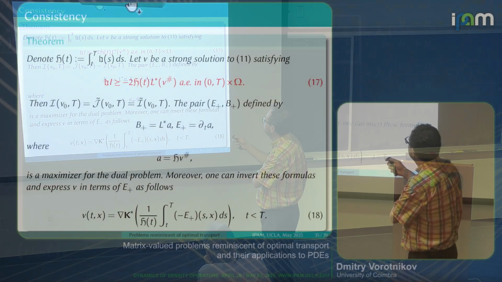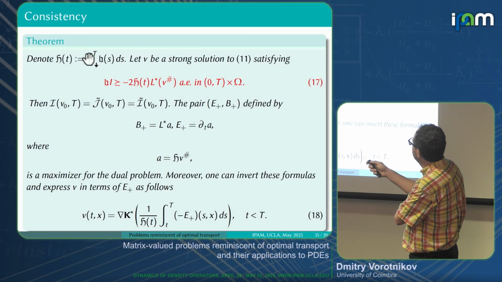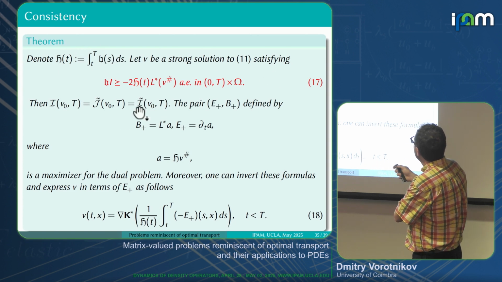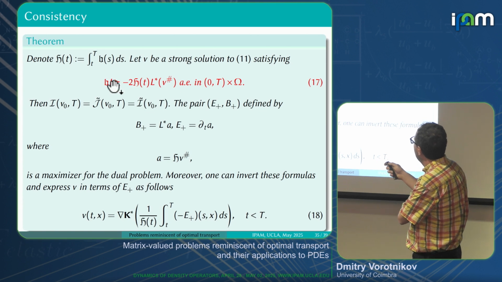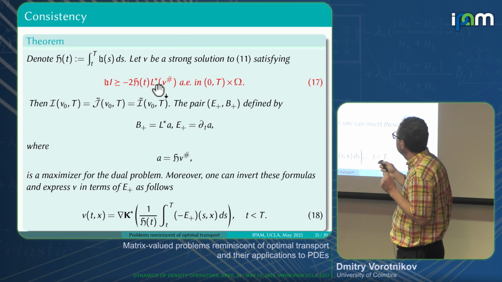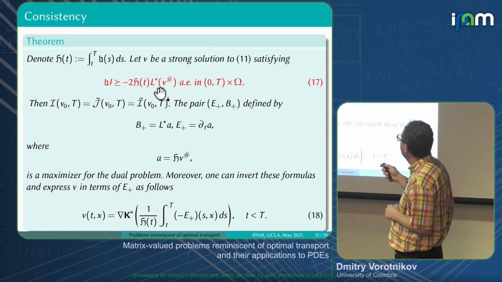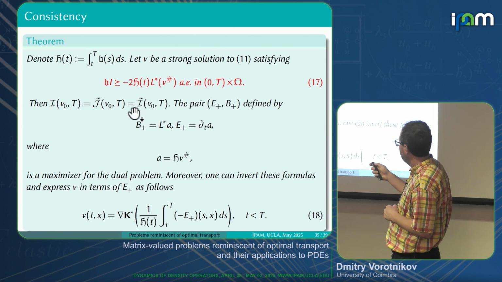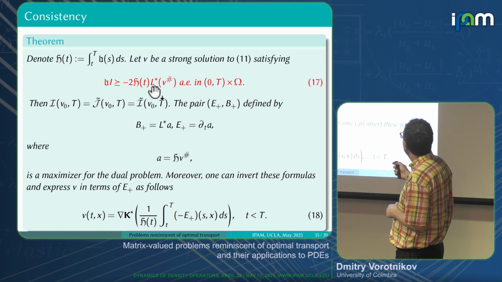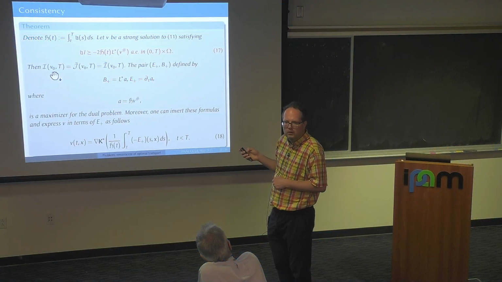So let me then discuss this theorem in more detail. You take this weight, you take the primitive of the weight, and you take a strong solution. And you put some restriction on your solution. But you will see that this restriction is actually not indeed a restriction. And then there is no duality gap. So then the primal and the dual problem have the same value.